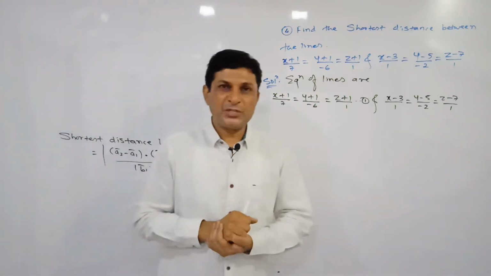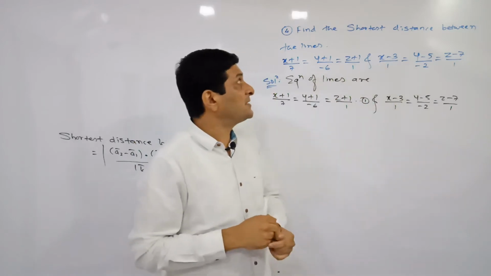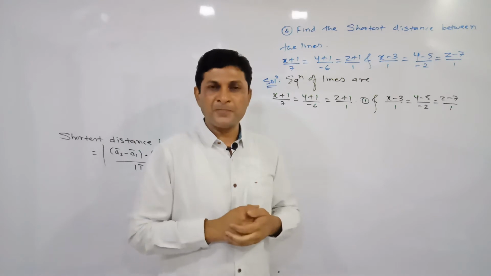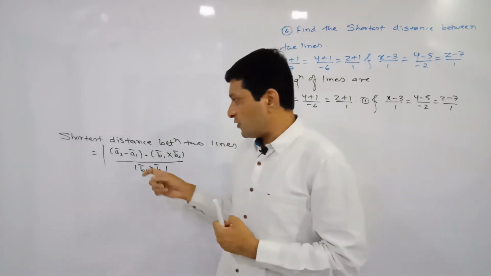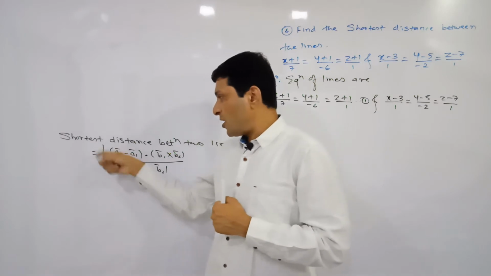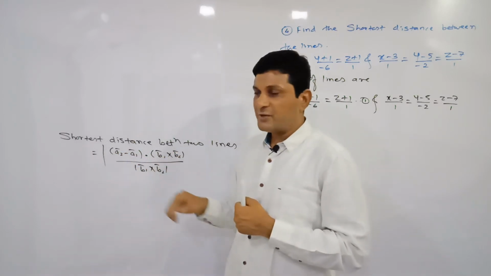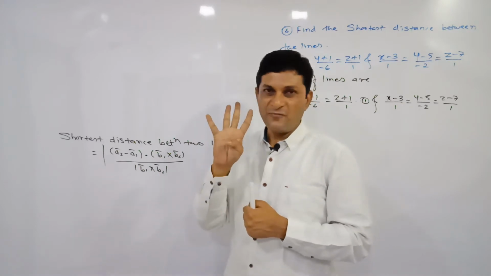Now see in question number 4, the equations of two lines are given to us, and in this case also we have to find the shortest distance between these two lines. We know that to find the shortest distance between two lines, we have one formula: mod of a2 bar minus a1 bar dot b1 bar cross b2 bar upon magnitude of b1 bar cross b2 bar. To apply this formula, we will require 4 vectors.